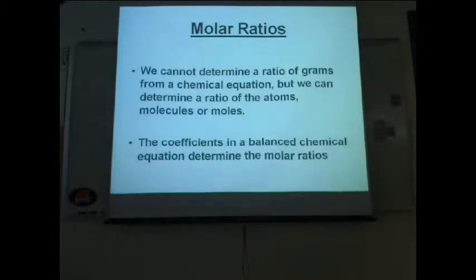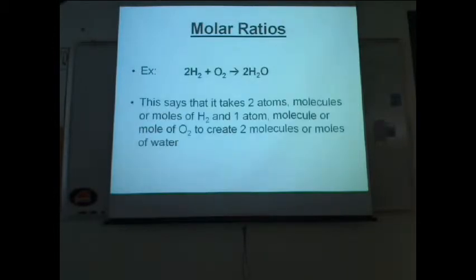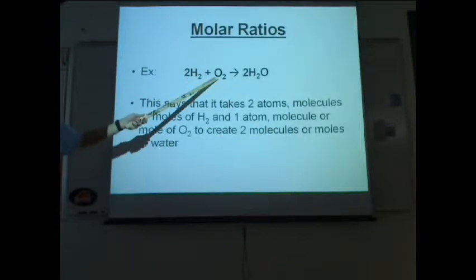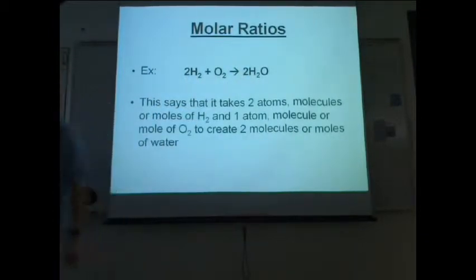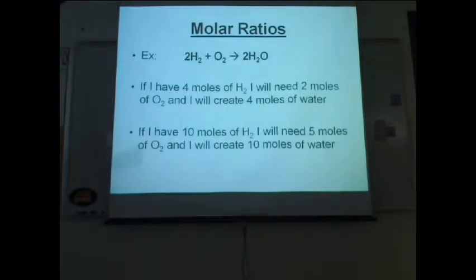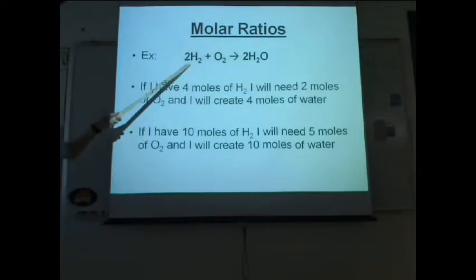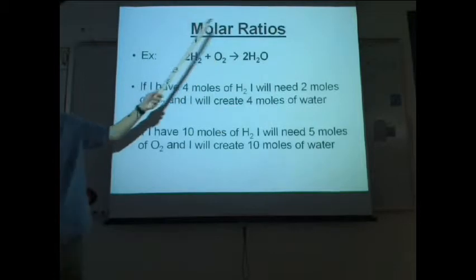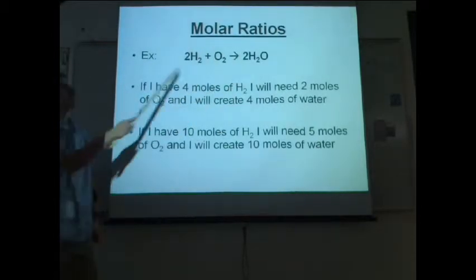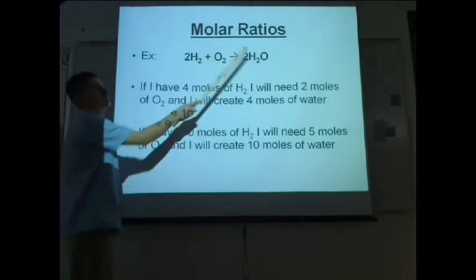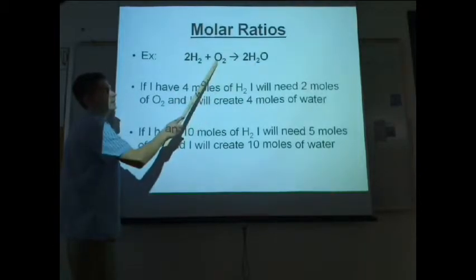That's great. Molar ratios, we talked about this again right before. Okay, so for instance, 2 moles or 2 atoms, same thing, of hydrogen to every 1 of oxygen to every 2 of water. So if you have 4 of hydrogen, you need 2 of oxygen and you'll make 4 of water. If you have 10 of hydrogen, you'll need 5 of oxygen, you'll make 10 of water. Right? So it's a 2-to-2 ratio, which is the same as a 1-to-1 ratio. Right? So these are always going to have the same amount of moles, and then this is always going to be half as much.